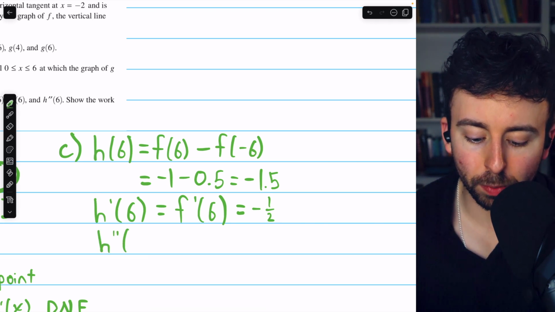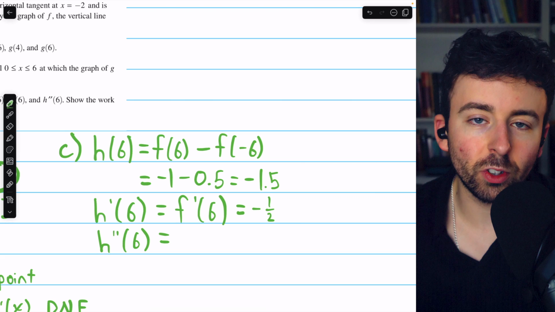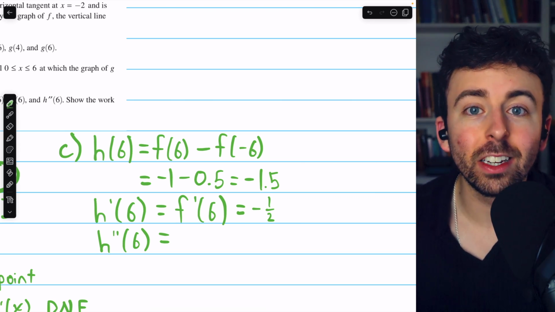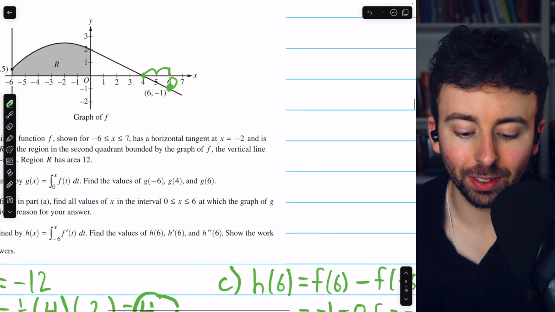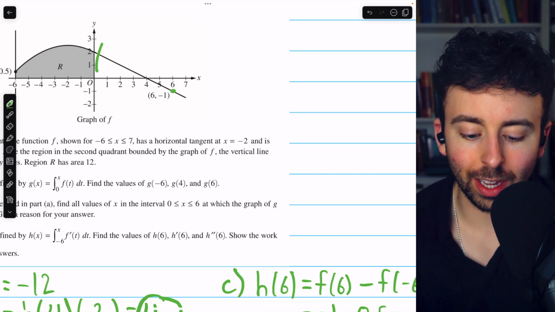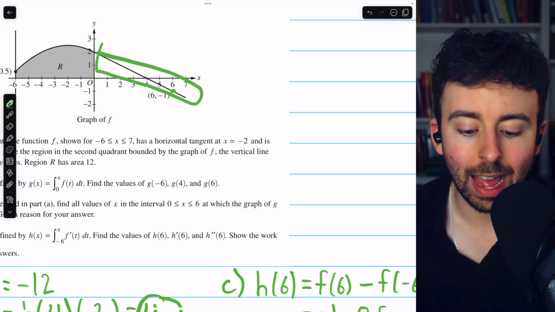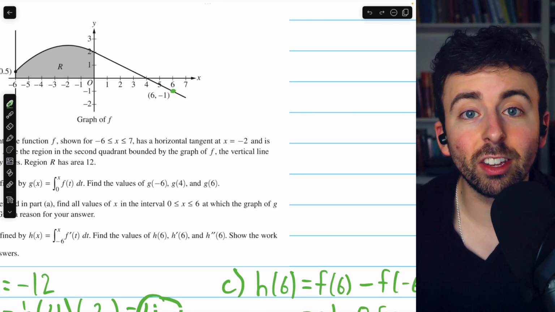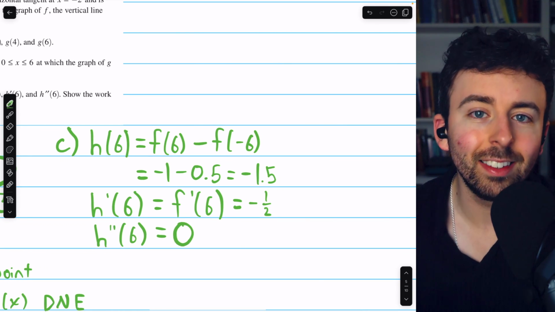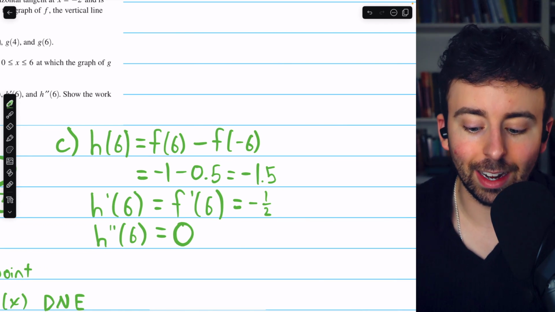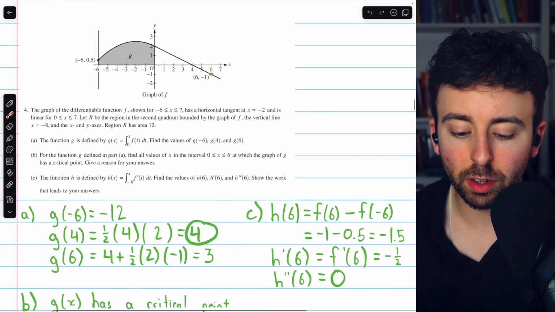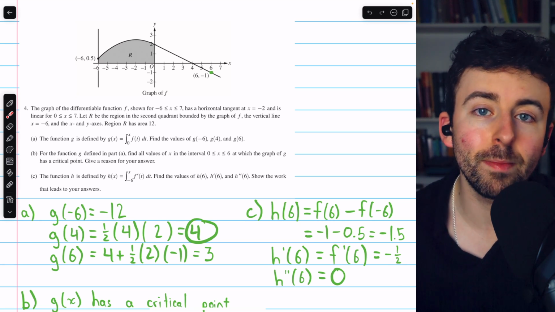Finally, h double prime of 6, that's the rate of change of the rate of change of f, the rate of change of the derivative of f, at x equals 6. And if we look at f at x equals 6, well, we know that f is a line over here. Hence, it has a constant rate of change, and so its second derivative, the rate of change of its rate of change, must be 0. The derivative is not changing at all at x equals 6. It's a line with a slope of negative 1/2. And that completes our solution to free response question 4 from the 2024 AP Calc AB BC exam.